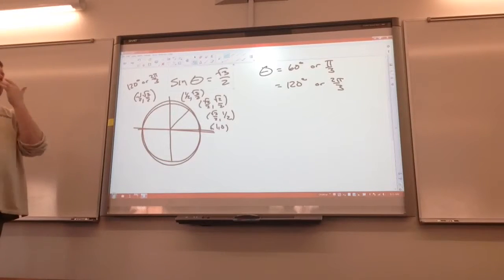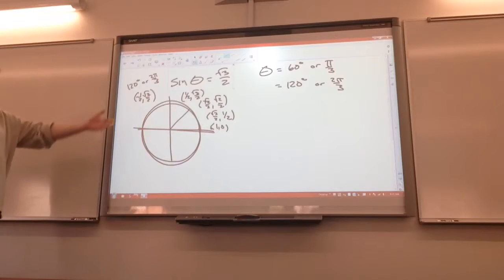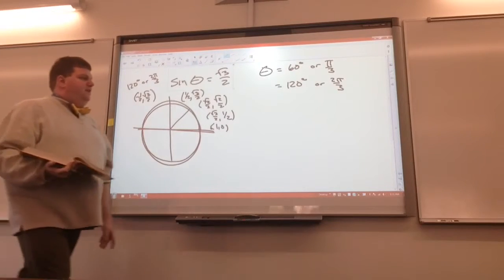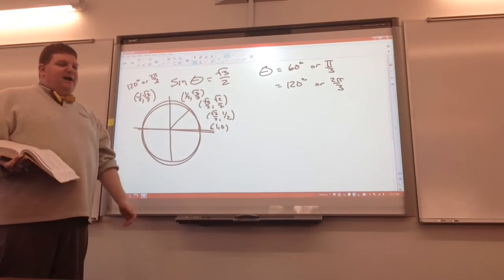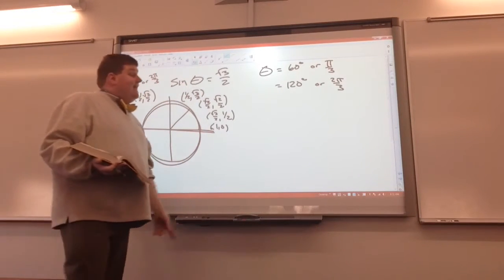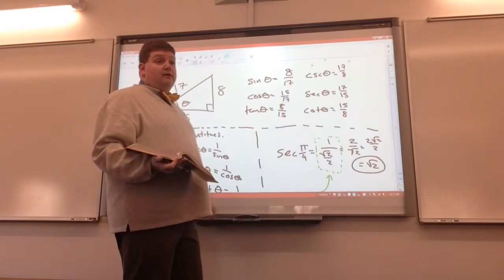Now I could say, only give me the answer when theta is greater than pi over 2, in which case only this one would work. I could say, give me the answer between negative pi over 2 and positive pi over 2. In that case, only this answer works, okay?